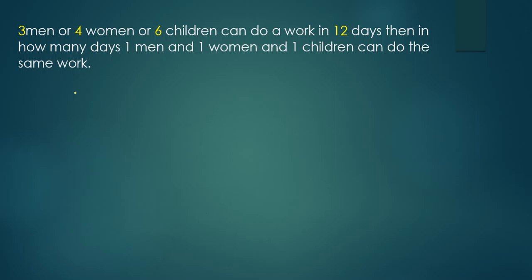See here, 3 men or 4 women or 6 children can do a work in 12 days. We can say that efficiency of 3 men equals efficiency of 4 women equals efficiency of 6 children. They are taking how many days? 12 days. Then in how many days can 1 man, 1 woman and 1 child do the same work? Here, how to tackle this question? Let us find work done per day. Let us assume that 3 men or 4 women or 6 children will do 12 units per day. How are we choosing this 12? Nothing but LCM of 3, 4 and 6. Why did I choose 12? To make our calculation simple.